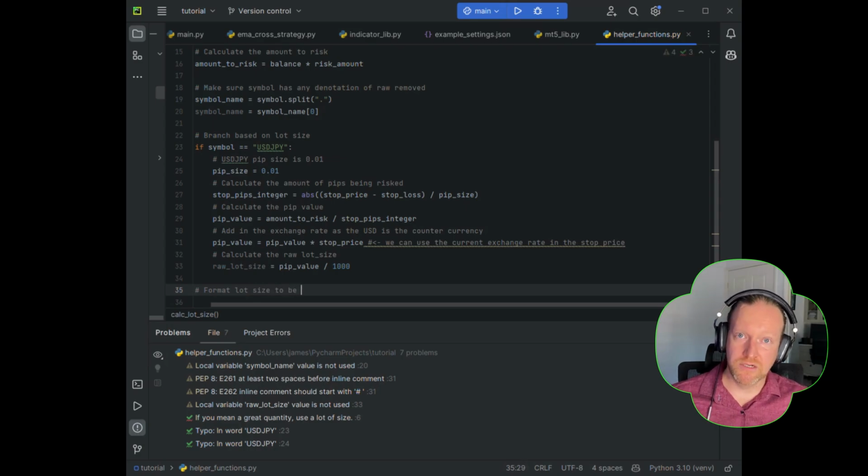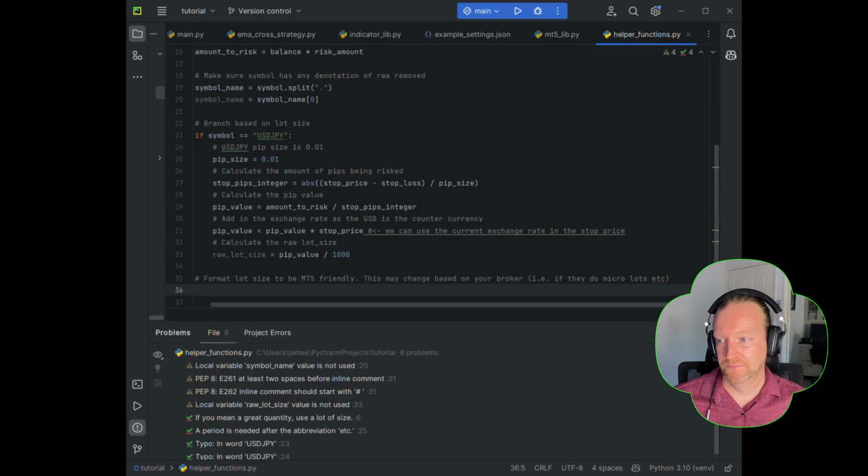So what we go ahead and do is right before we return the lot size calculation to our user or to our function, we first of all make sure that it is a float. It should be by default, but this is just a really simple way to make sure. Then we round it to two decimal places.